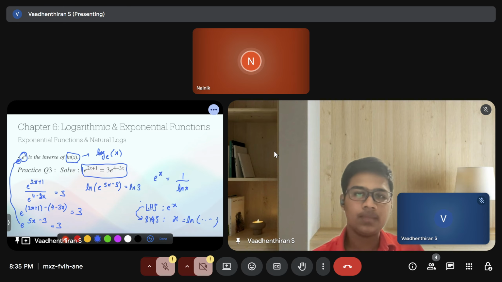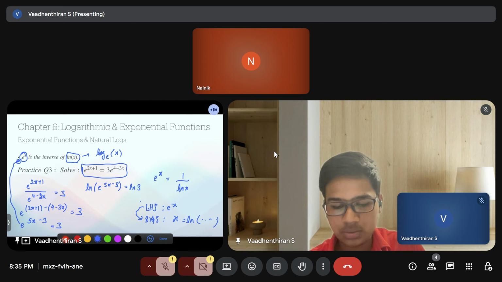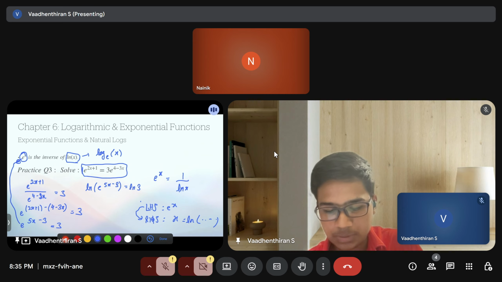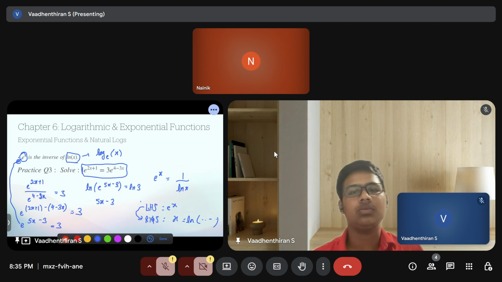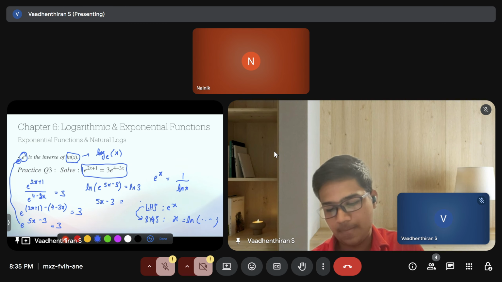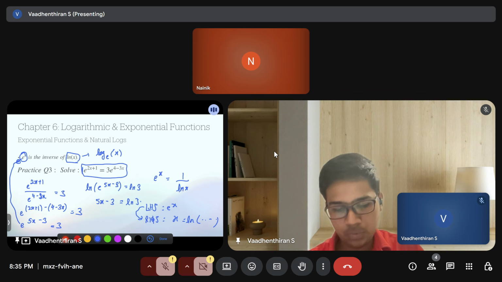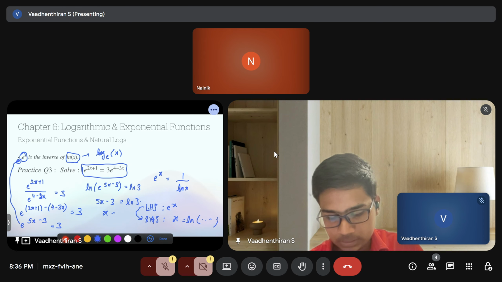Okay, I get it now. Now ln e will be the same as 1, and you can bring this 5x minus 3 down. So that's basically 5x minus 3 is equal to ln 3. So now you can just find x is equal to (ln 3 plus 3) by 5.